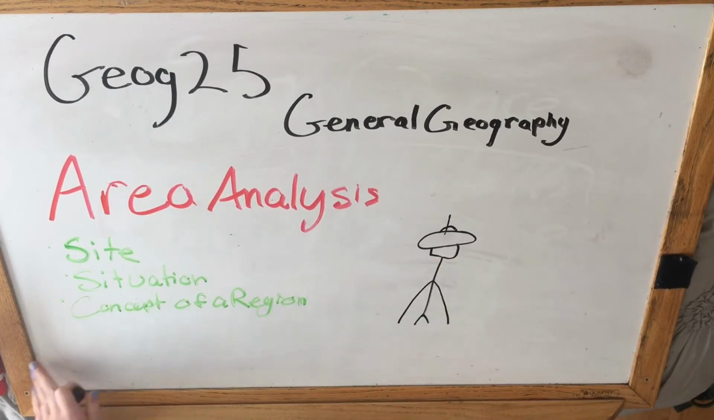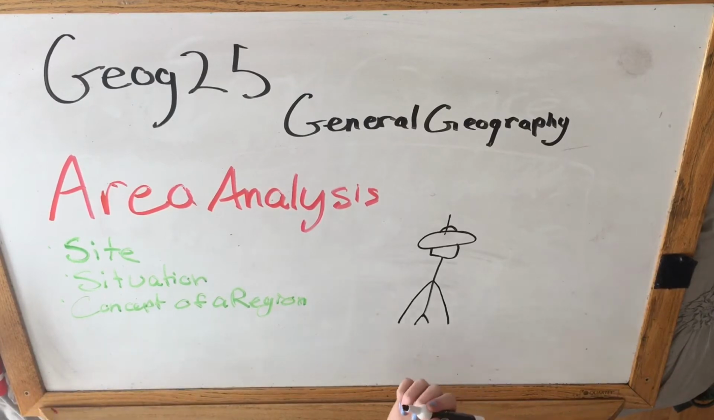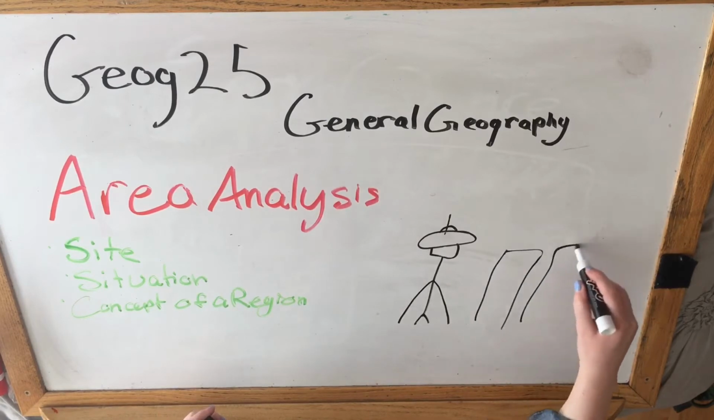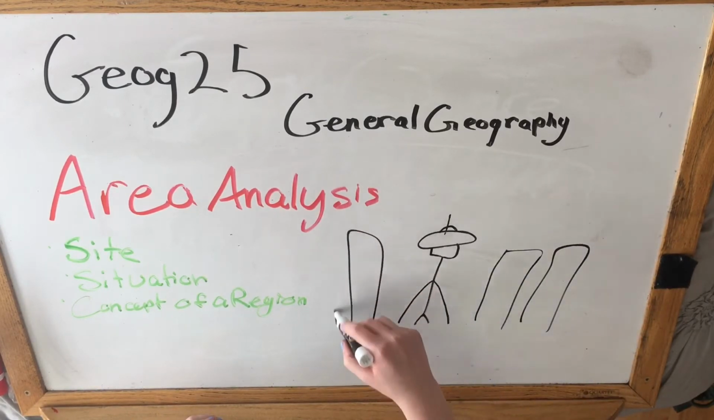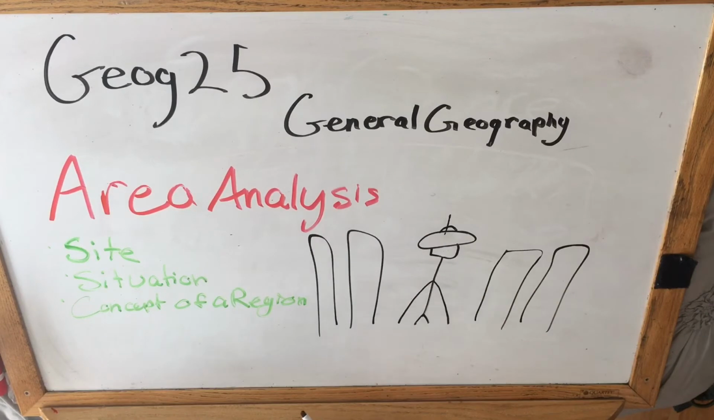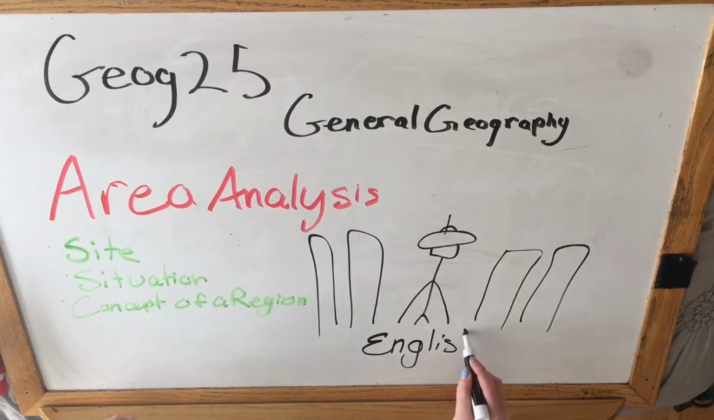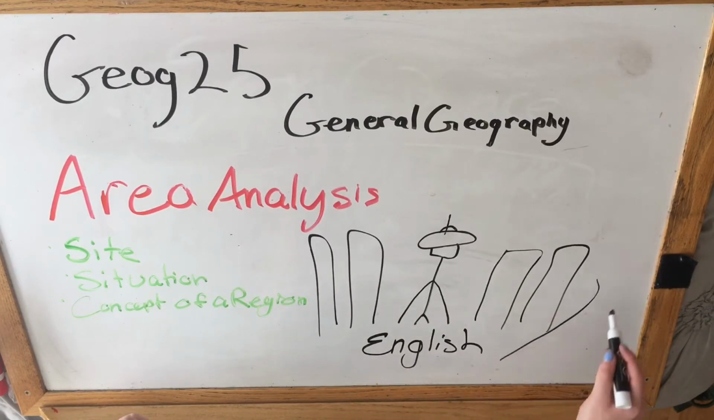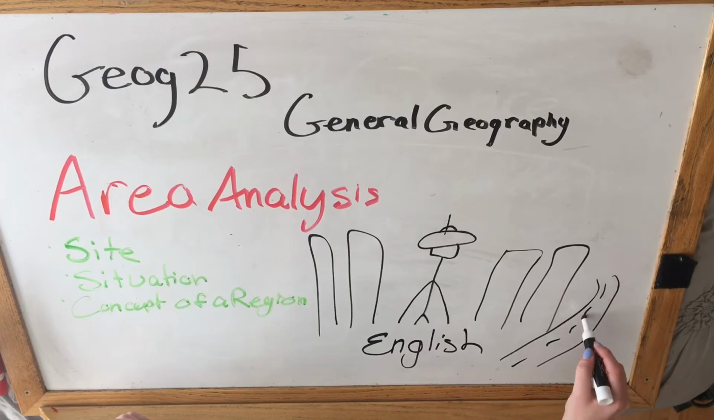So a site can be determined by longitude or latitude, or it can be described by characteristics. So let's say the food and the landscapes, there are buildings around the Space Needle, that's part of the site, and they speak English, that's part of the site. There's lots of traffic, that is also part of the site.